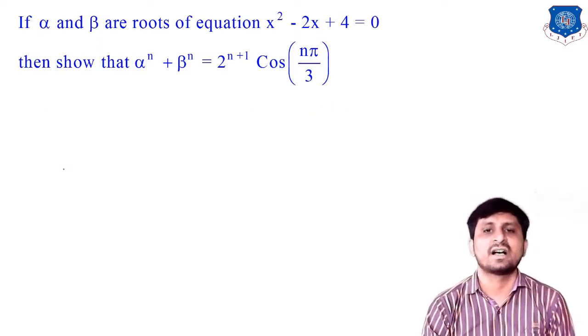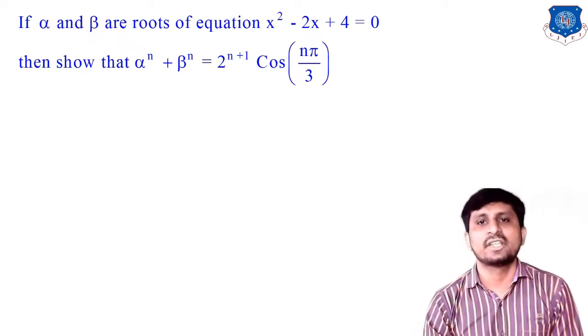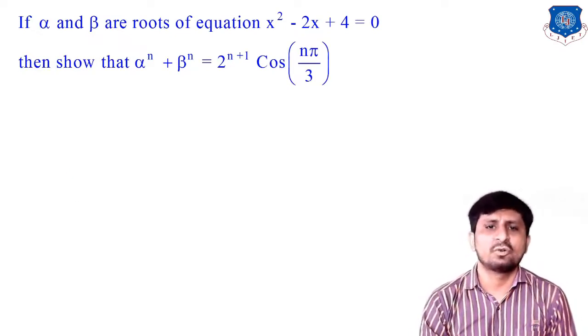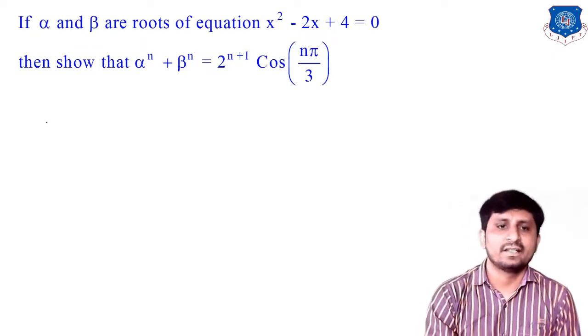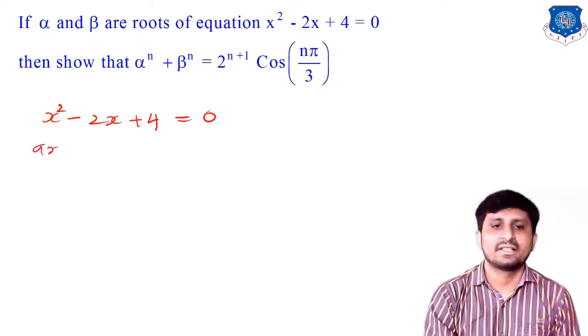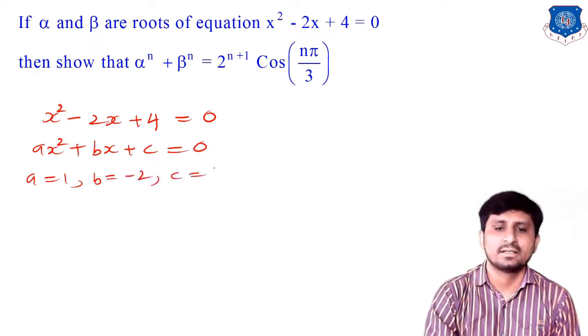If alpha and beta are roots of the equation x square minus 2x plus 4 equals 0. First of all, I want to find the roots of this equation using our standard method. So what is my equation? x square minus 2x plus 4 equals 0. Compare with the equation ax square plus bx plus c equals 0. What is the value of a? a is 1, b is minus 2, and c is 4.